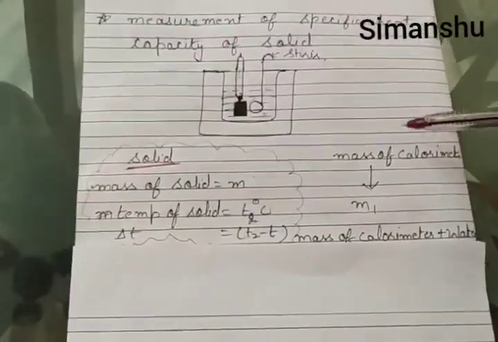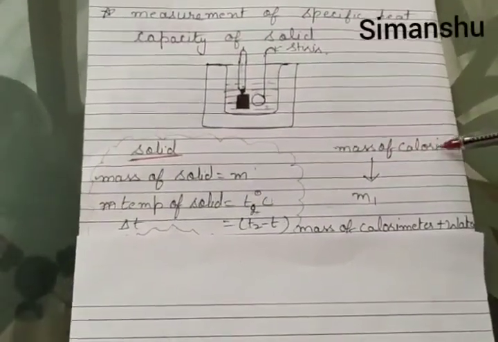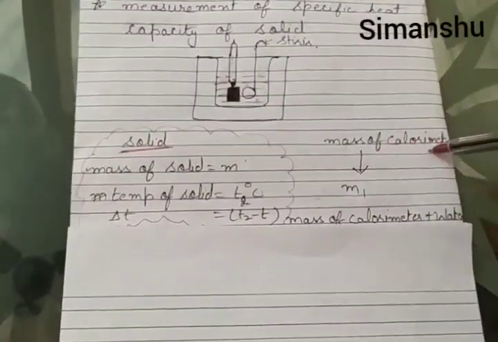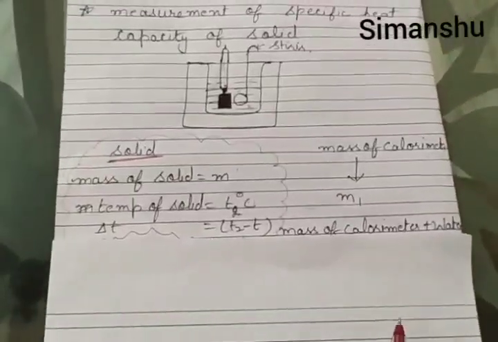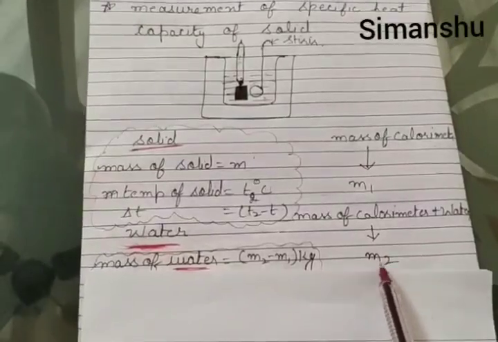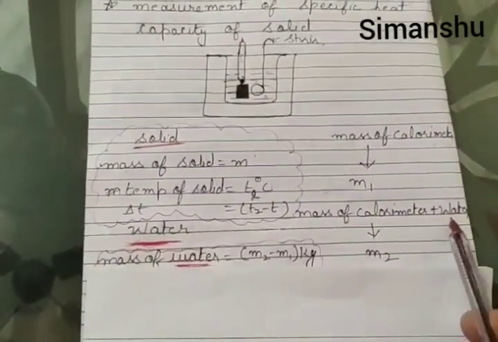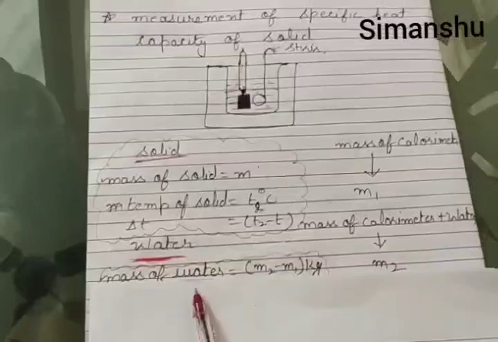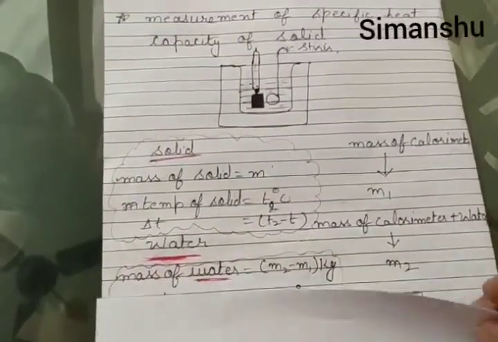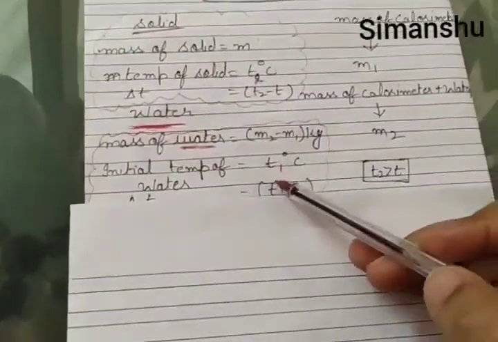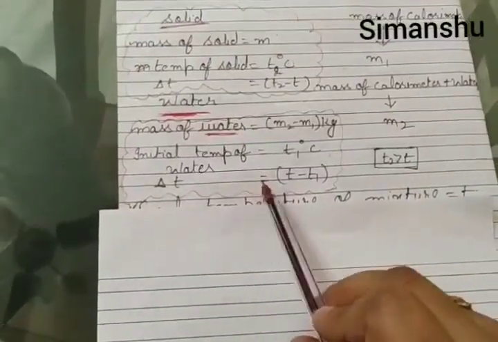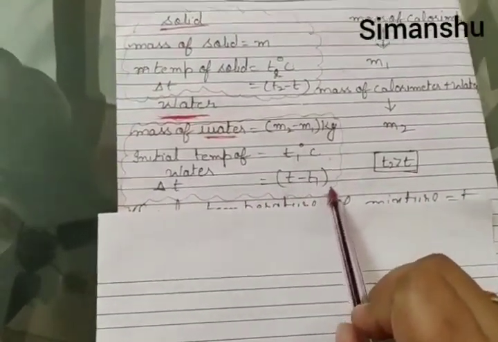Now look at this side. Mass of calorimeter, first we have to find out. It is M1. Then we fill the empty calorimeter with water, and after filling we again measure the mass, that is M2. Why does the mass change? By the addition of the mass of water. So mass of water is M2 minus M1 kg. Initial temperature of water is T1 degrees Celsius. So change in temperature of water is T minus T1.